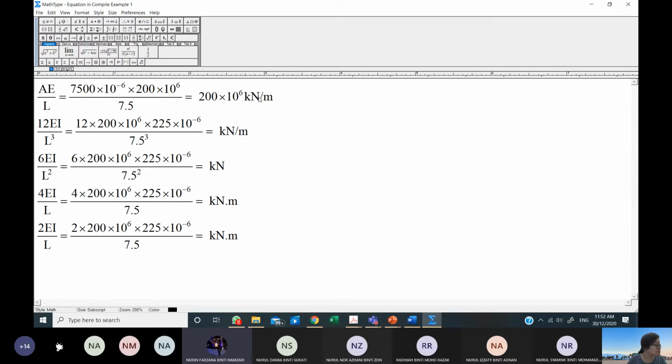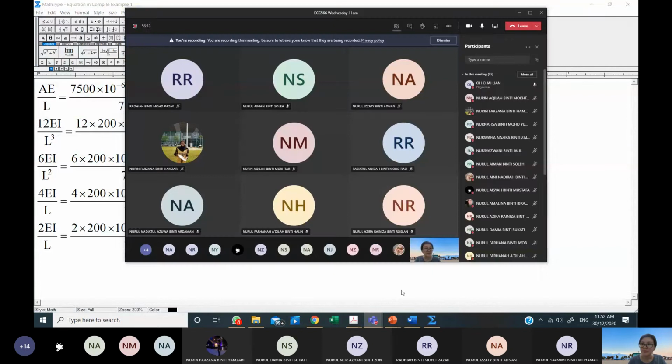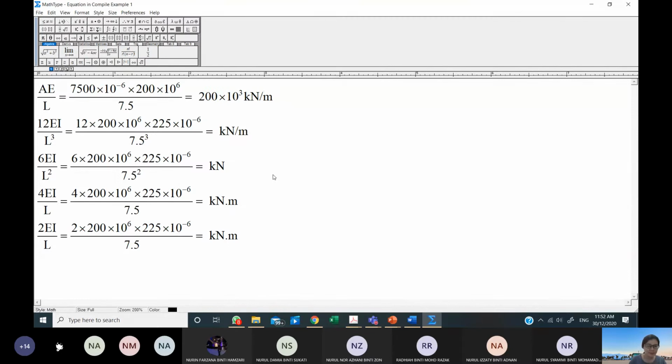Power? Any power? Power 3. Power 3. Thank you. So maybe we call another name here. Oh, there are two Nurin here. Fazana, Nurin Fazana. 12 EI over L cube. I got 1,208. Okay, how about maybe you can help the rest?